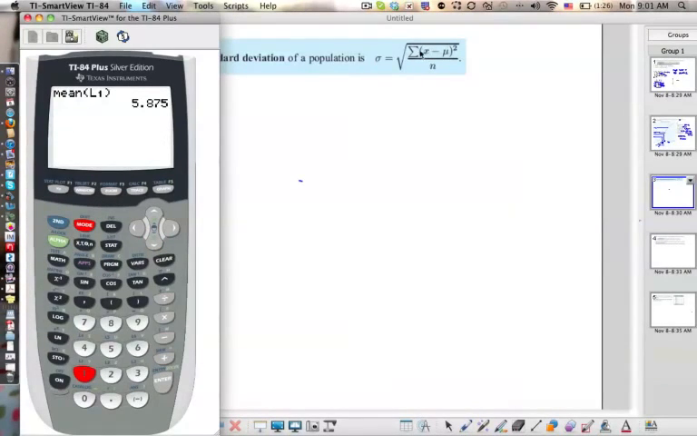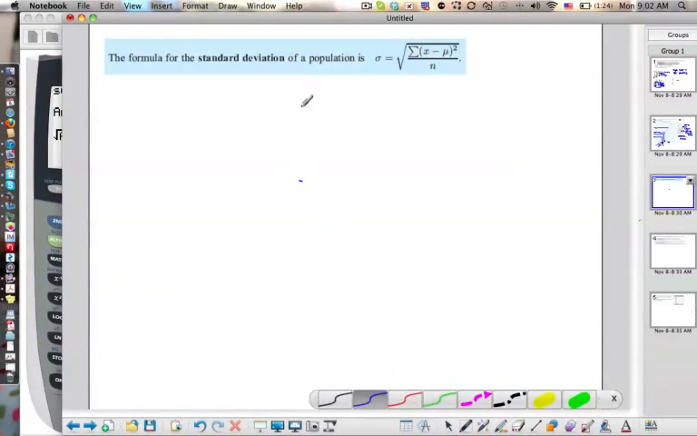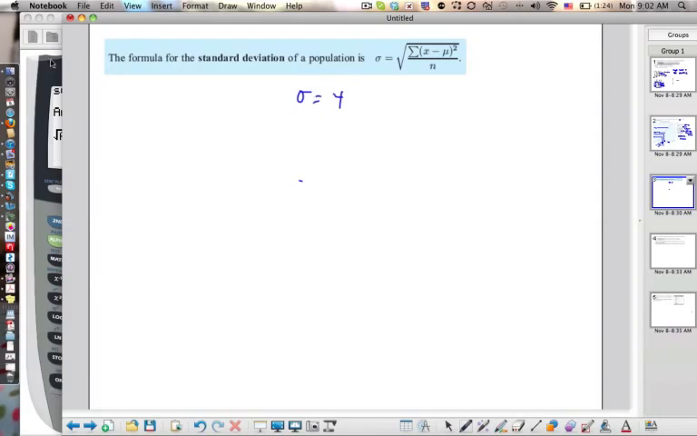It says to now add up all of these values. So we're going to go second stat, sum, number 5. Sum of L3. Okay, that's this. And then we want to divide by 8, right? Because that's how many numbers we have. Divide by 8 is this, and then take the square root of our answer, which is this. So our standard deviation, and we write this with a sigma, sigma is 4.7.